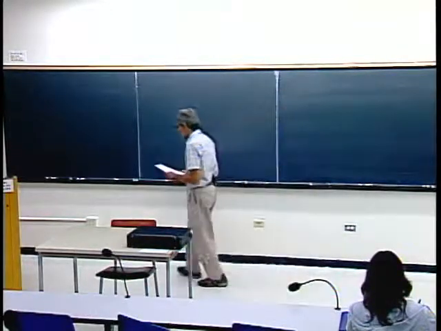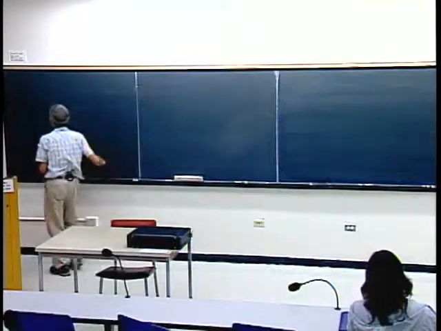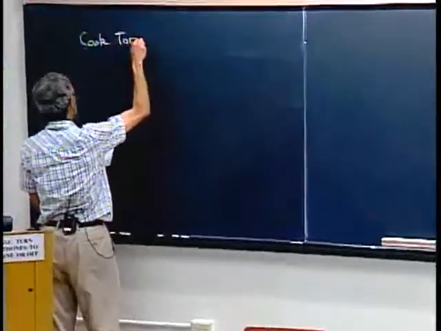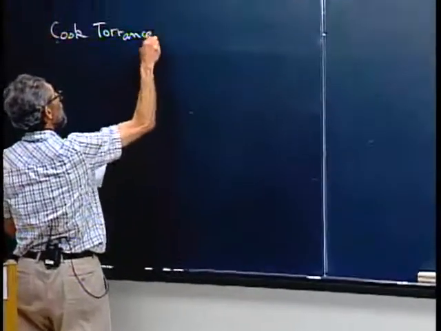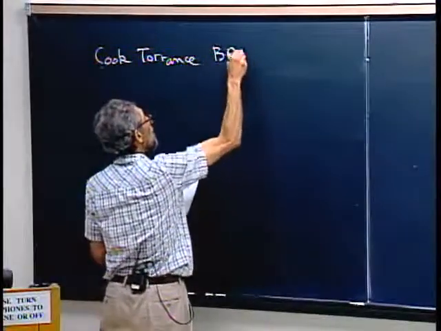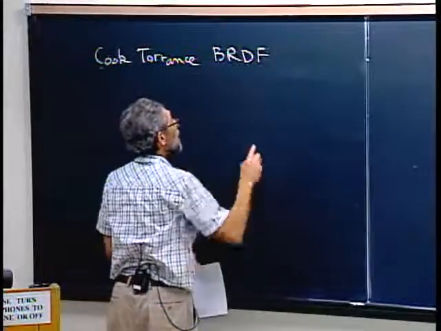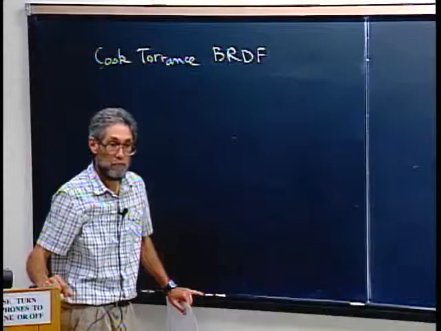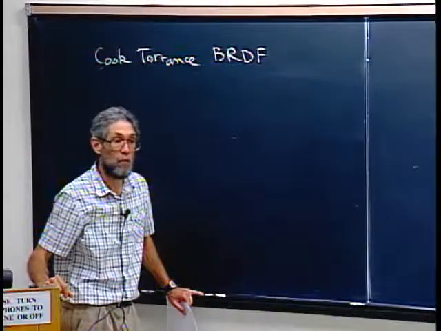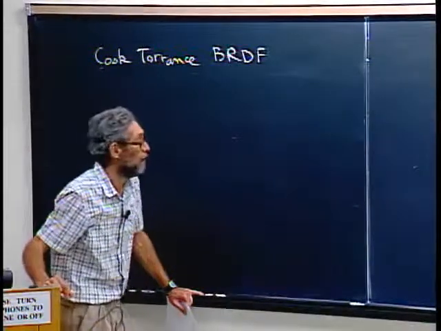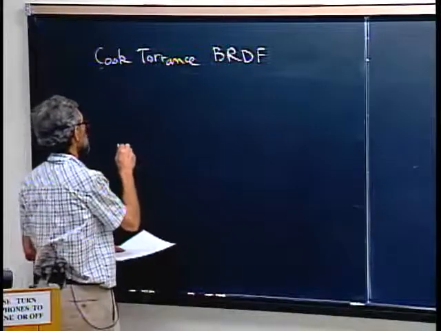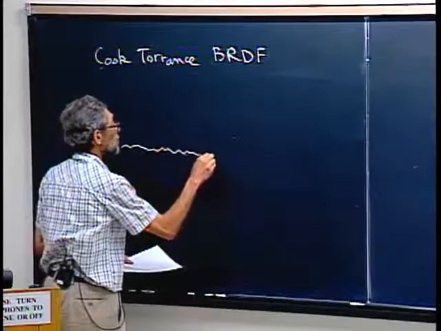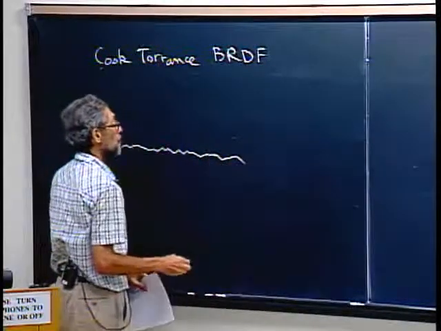So today I want to talk about the Cook-Torrance BRDF. It makes an attempt to be more physical than the Phong or Blinn highlights. And the idea, as I think I mentioned maybe last time, is it's modeling the surface as a rough surface with a bunch of facets.